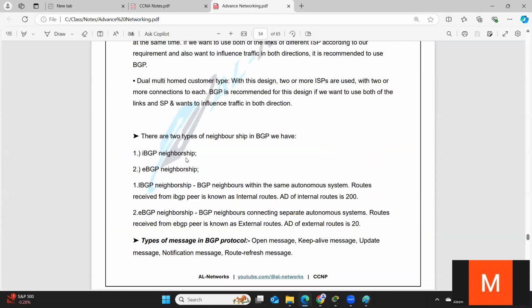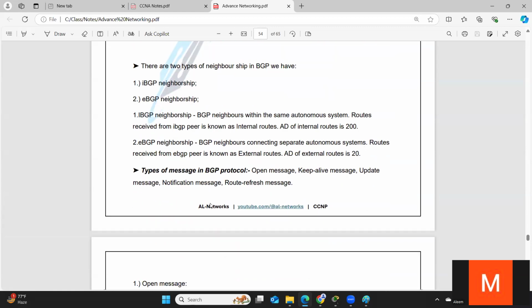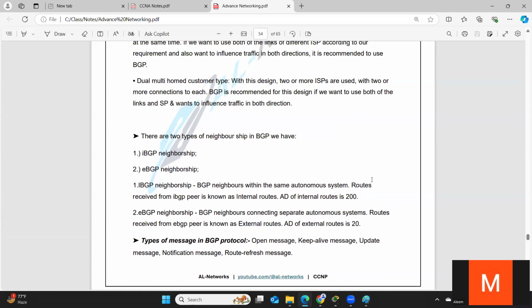So iBGP stands for interior border gateway protocol and eBGP stands for exterior border gateway protocol. iBGP is BGP neighborship within the same AS. A router receives internal routes from an iBGP peer. eBGP works between different AS numbers, separate autonomous system numbers. And this is all about BGP.